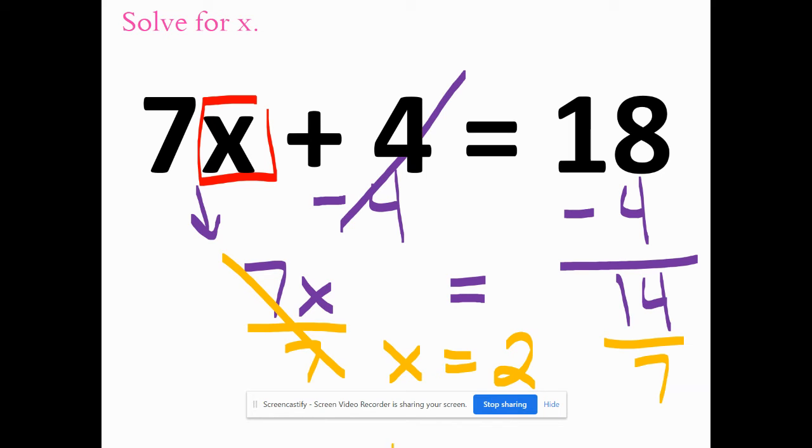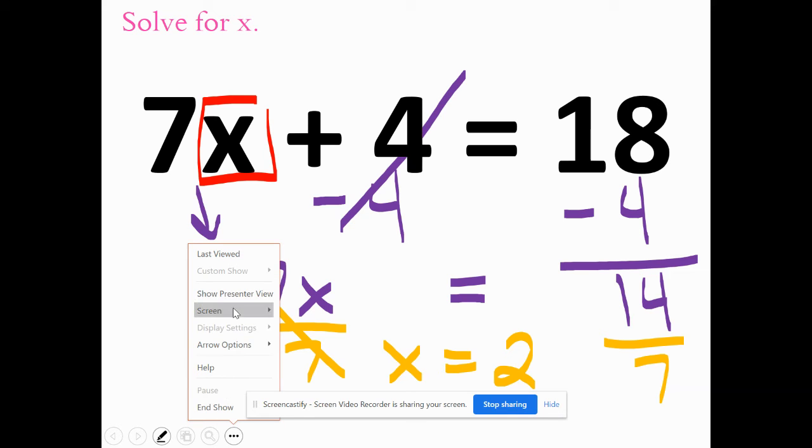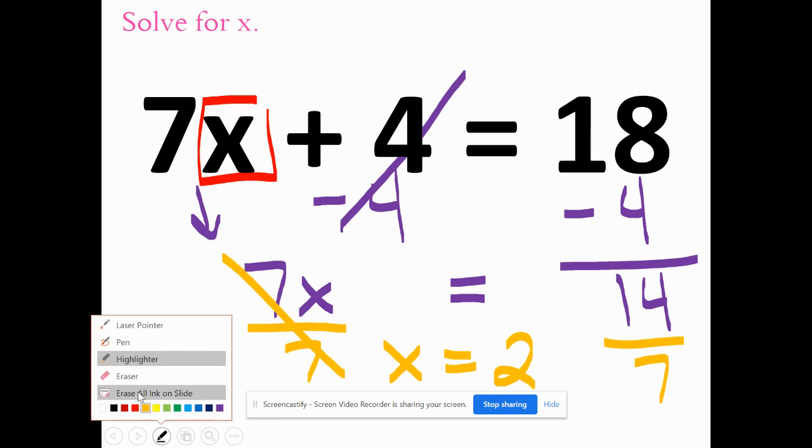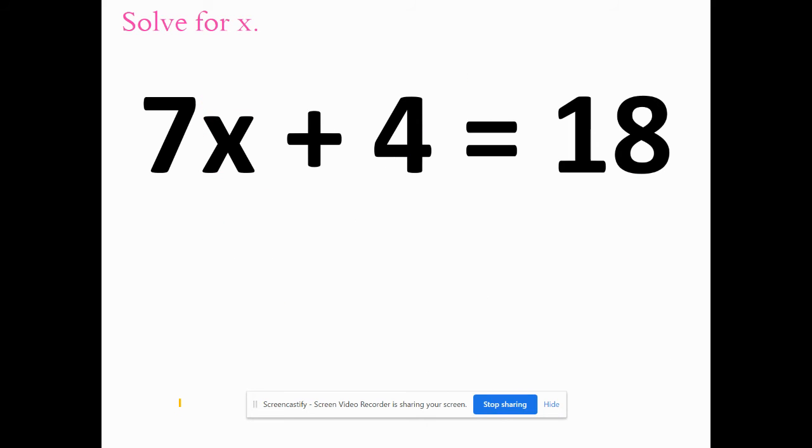Okay, so I'm going to erase this and try one more thing here. How do I erase? Where's my thing? Erase all. Okay, so let's not do this one. Let me just throw up another problem.